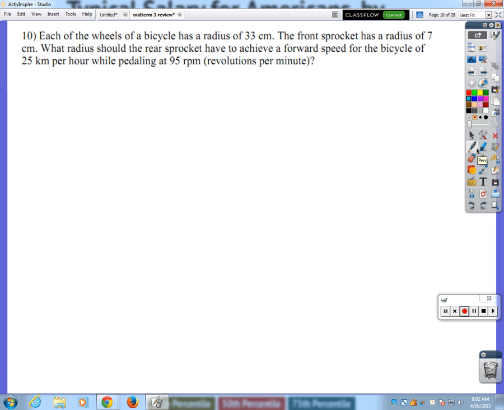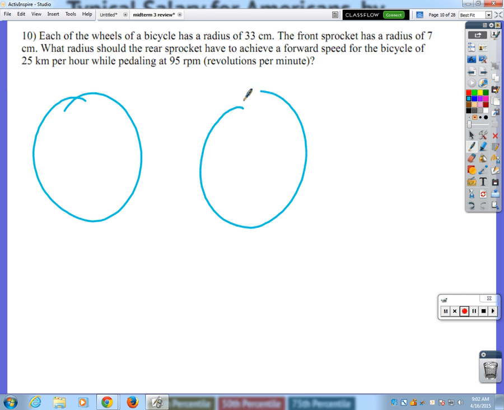Okay, number 10. Each of the wheels of a bicycle, so now we're repeating, has a radius of 33 centimeters. The front sprocket has a radius of 7 centimeters. What radius should the rear sprocket have to achieve the forward speed of the bicycle of 25 kilometers per hour? Isn't that awesome? It's really, really beautiful. Go to the next one for sure.